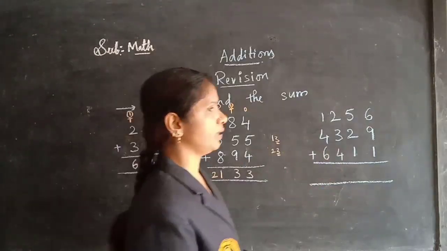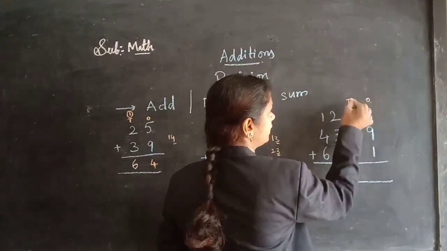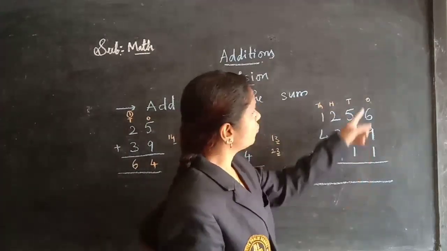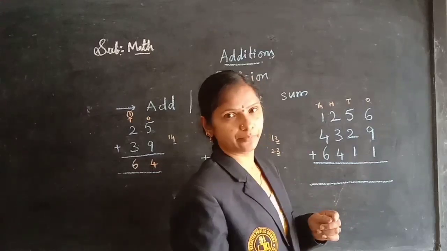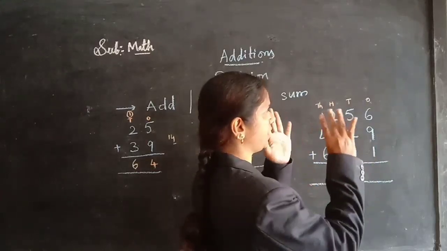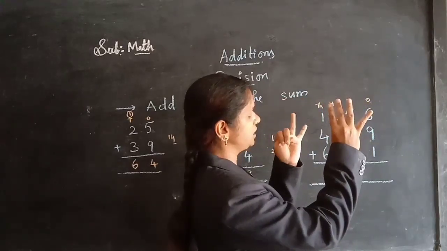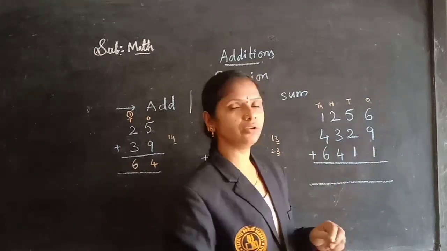Coming to this problem, here the places are ones, tens, hundreds, thousands. Now the ones column, children. 6 after I need to add 9. Here I open the 9: 7, 8, 9, 10, 11, 12, 13, 14, 15. So I am getting 15 here.